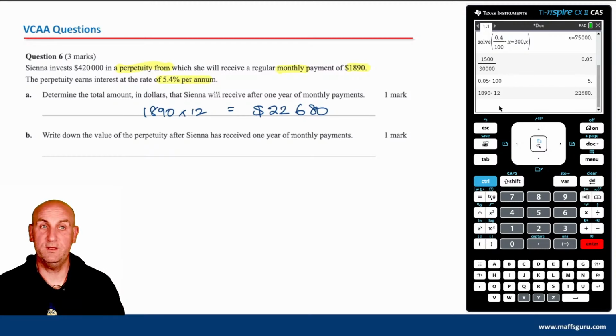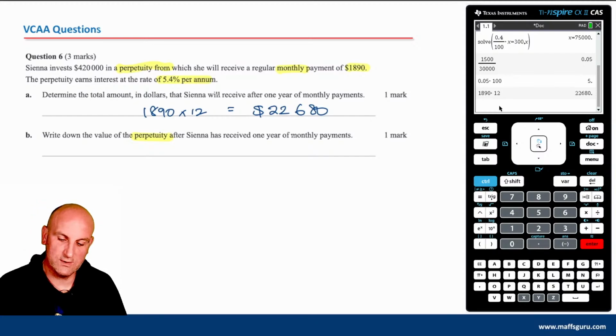Write down the value of the perpetuity. They even said it in the question, perpetuity, after Sienna has received 1 year of monthly payments. So many of the state basically went, oh, they've already had $22,680 and they, for some strange reason, took that away from the $420,000. It's a perpetuity. The whole point of a perpetuity is you never spend the principal. What you had at the start of the year, you've got at the end of the year. What you've got at the start of the year, you've got at the end in 10 years. So the trick to this question was quite literally writing down $420,000.